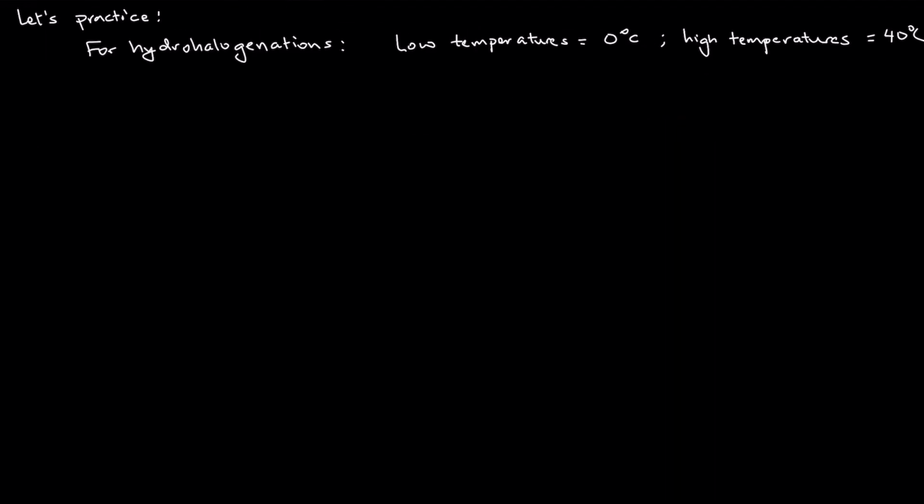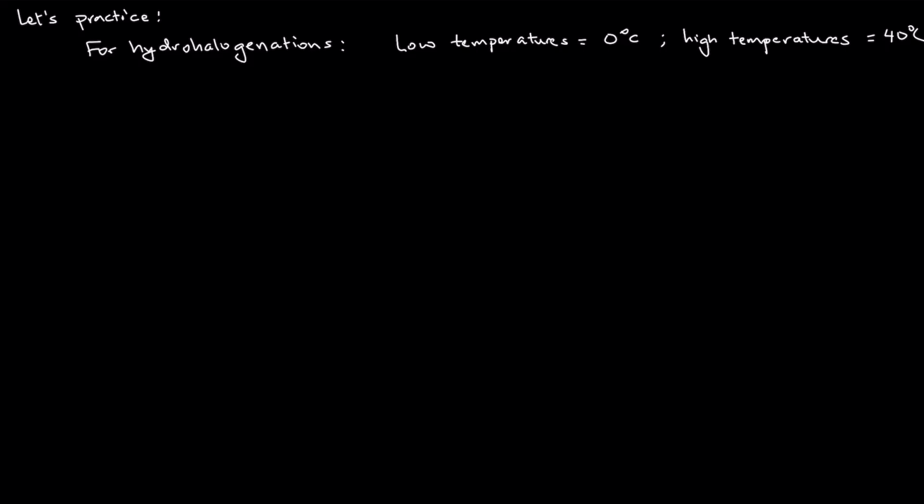Okay, and so just to help situate you as you're looking at these types of problems, for hydrohalogenations, when we say something is at low temperatures, we really mean somewhere around 0 degrees Celsius. And at high temperatures for this particular type of reaction, we mean somewhere around 40 degrees Celsius.